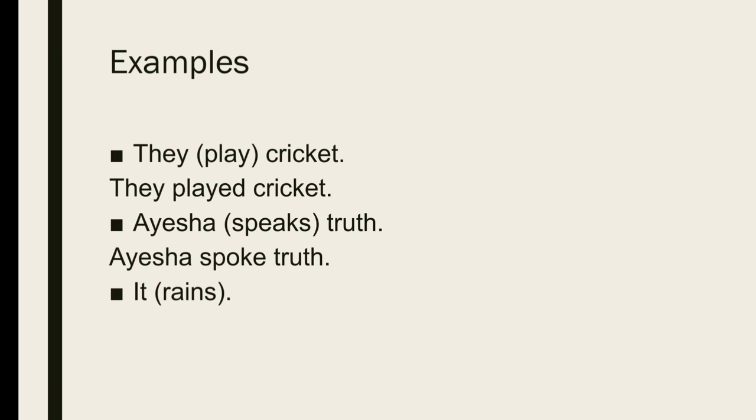It rains. Rain is first form of verb. Second form of verb of rain is it rained. If you find any ambiguity, if you have any confusion, you can ask me in the comment section.